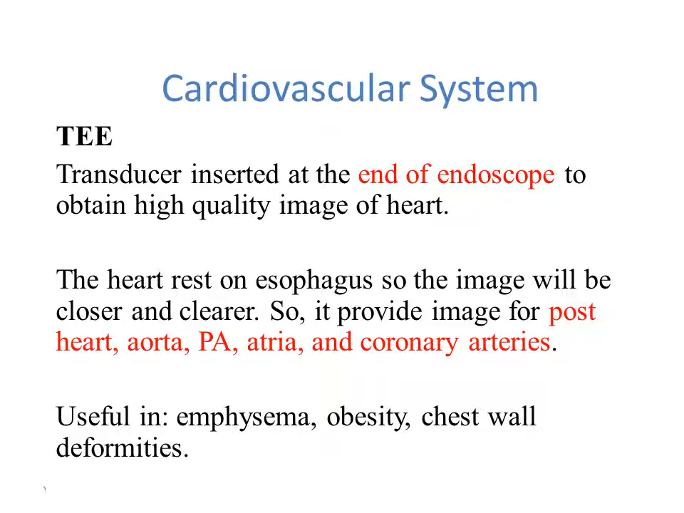TEE, which is the transesophageal echocardiogram. A transducer is inserted at the end of an endoscope to obtain a high quality image of the heart. The catheter is inserted through the mouth toward the esophagus beside the heart, because the heart rests on the esophagus, so that the image will be closer and clearer, so that it provides images of the posterior heart, aorta, pulmonary artery, atria, coronary arteries.